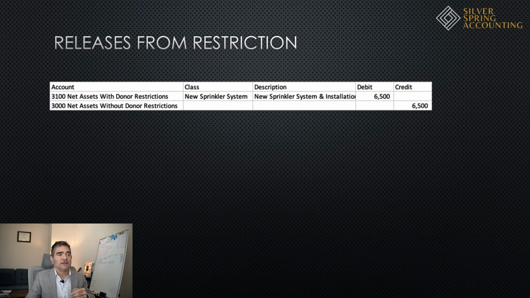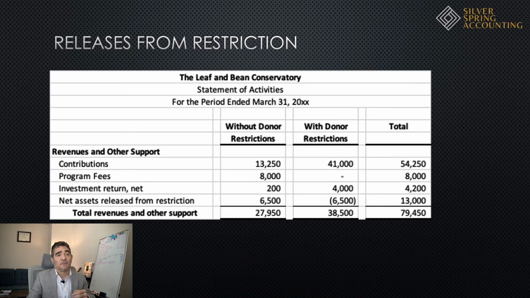And we can see this in our statement of activities. We have a debit balance, because remember, these balances in the statement of activities in the revenue section, their natural state is to be a credit. So this negative 6,500 is a debit balance, and then we've got the corresponding credit balance in without donor restrictions.